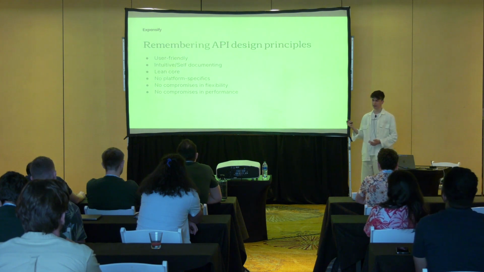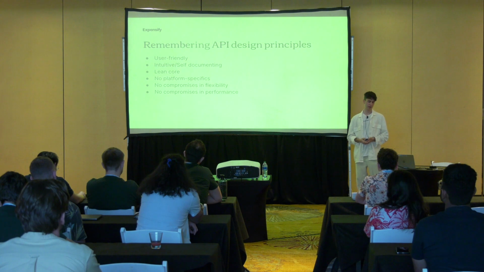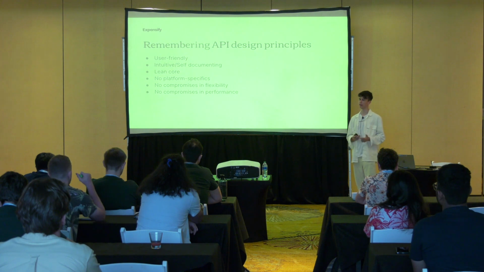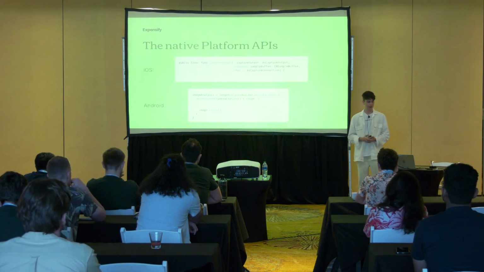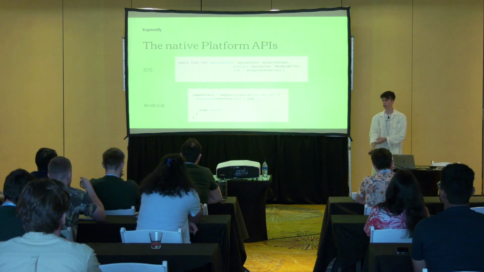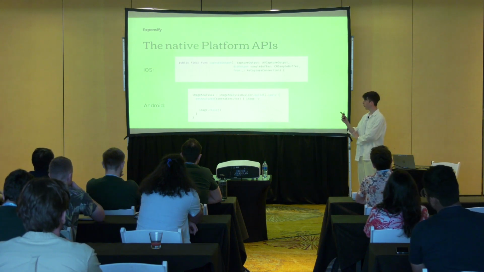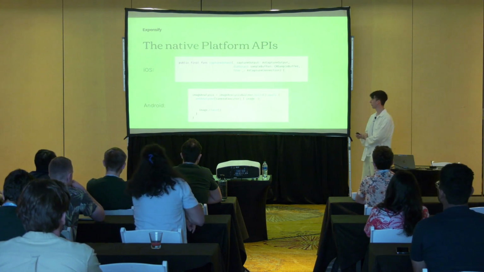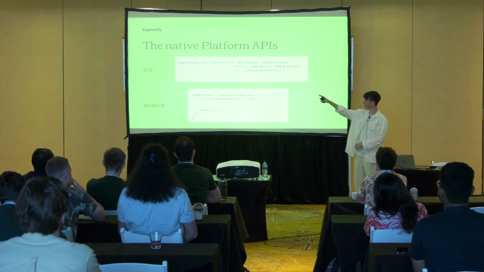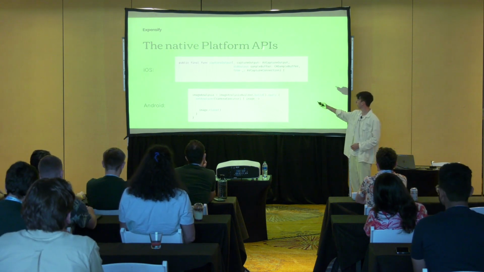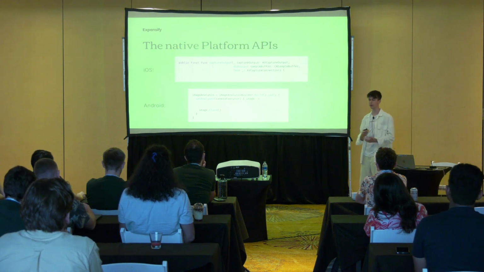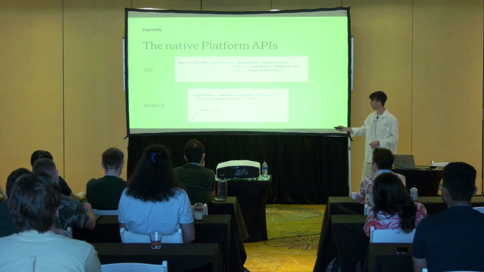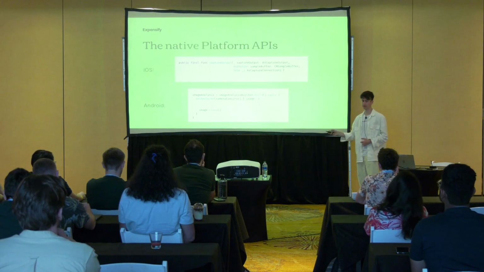So, remembering the six API design principles I used for VisionCamera: I want it to be user-friendly, self-documenting, lean core, no platform specifics, and no compromises in flexibility or performance. How do we achieve that? I took another look at the native platform APIs, and I noticed that they have two things in common. There was one native callback method for a new frame on both platforms. On iOS we have captureOutput, and then we have the sample buffer, which is the actual image buffer that's allocated on the GPU. On Android, same thing. We have image analysis, and we get an image, and we can close that image, and we can do any kind of stuff in here.